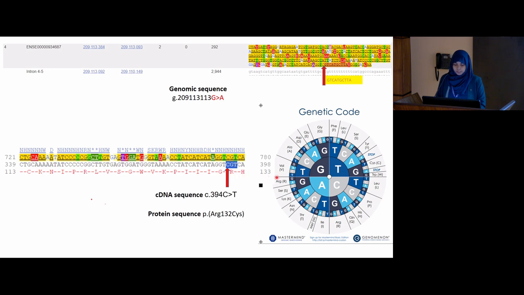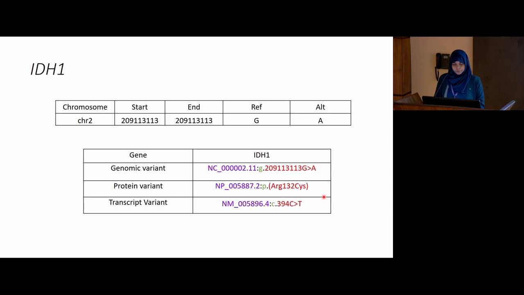So you can see this is 133, so this is 132, where it is getting converted to, because it's getting a TGT, which is a cysteine. So this is the result that you'll get in this case.